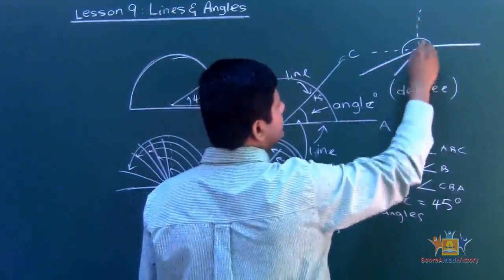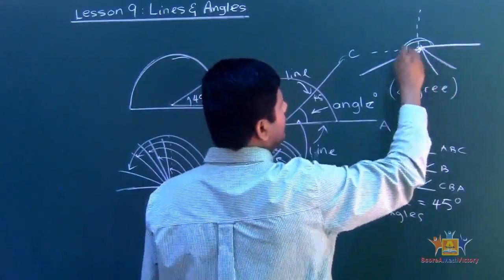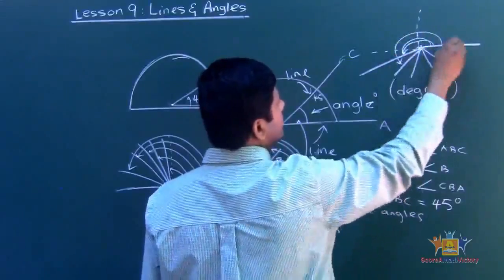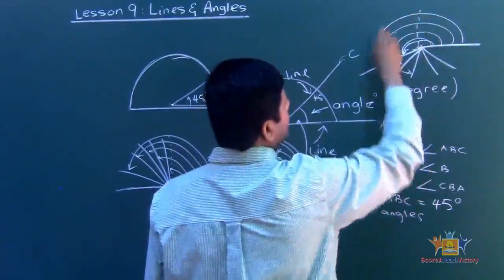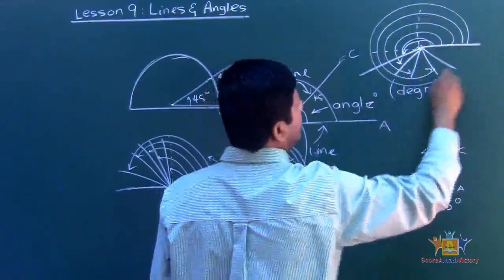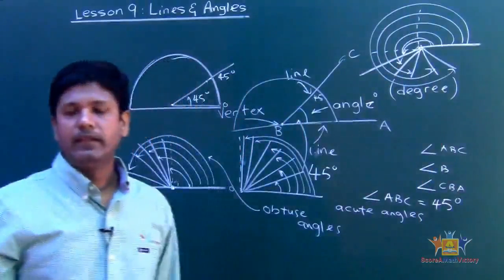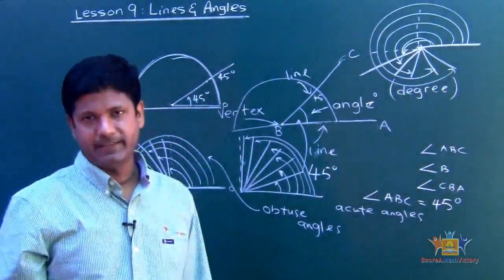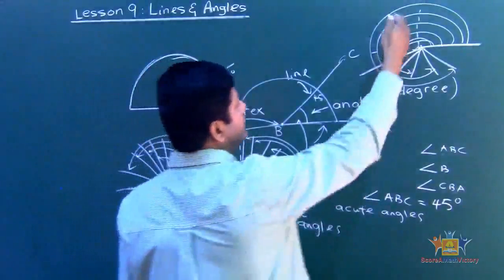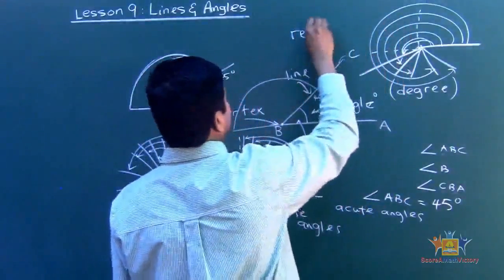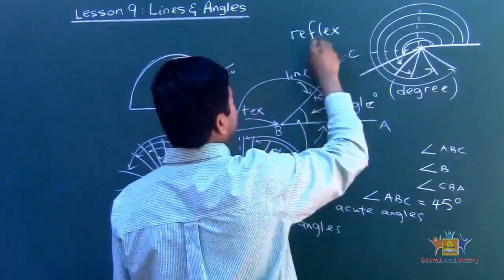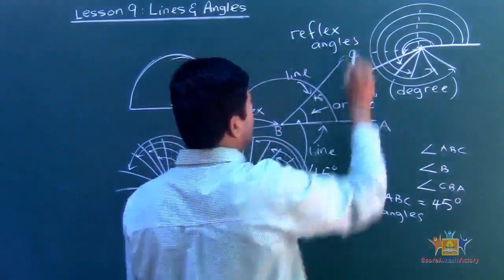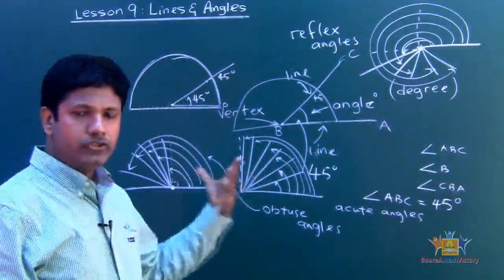Like this, like that, like that. It's called a reflex angle. All these are reflex angles. Okay, so we learned several names.